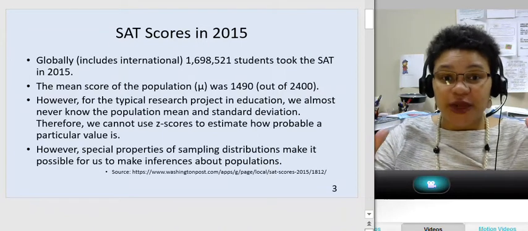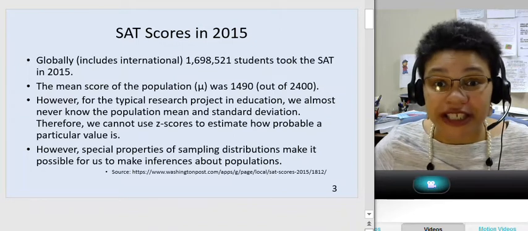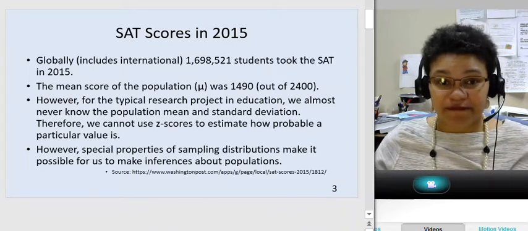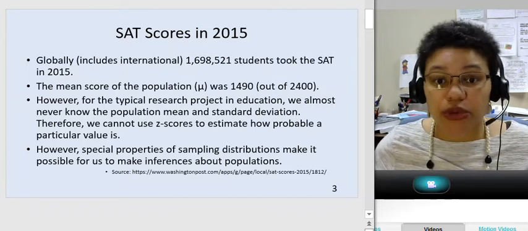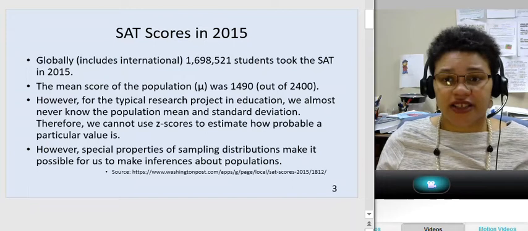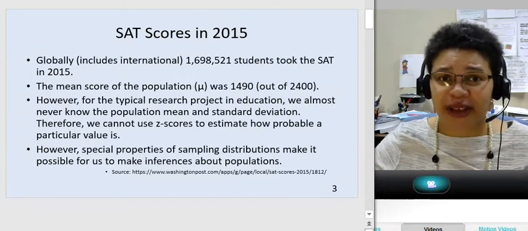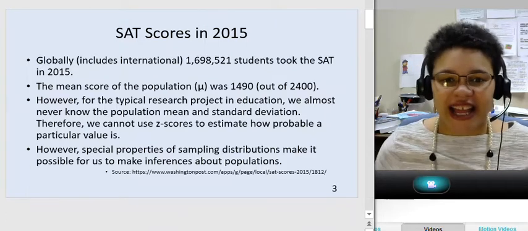Globally, in 2015, about 1.7 million students took the SAT. The mean score of the population, mu, was 1490 out of 2400 in that year. The numbers are higher than back when I took my SAT. But anyway, mu was 1490.